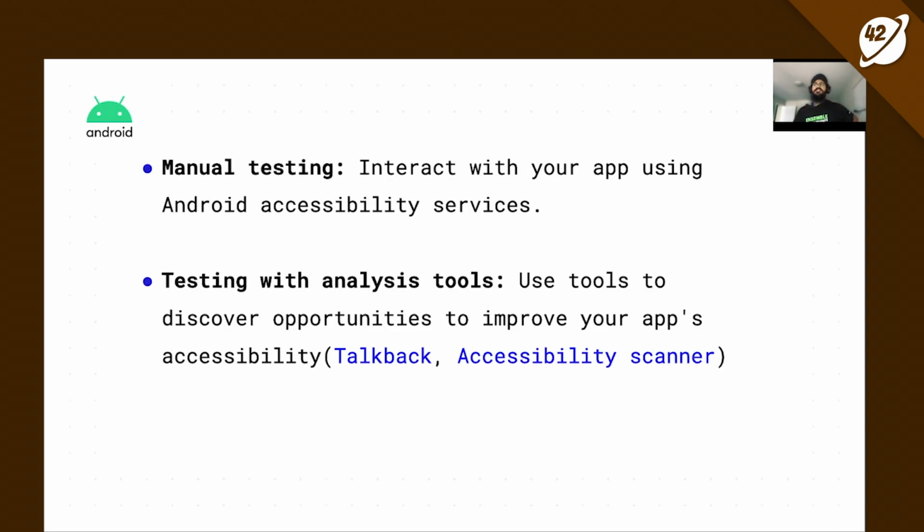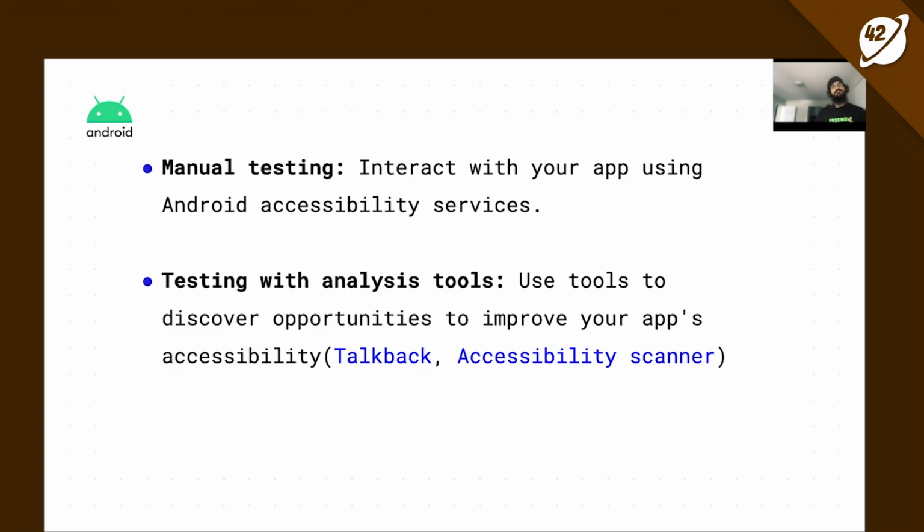Manual testing is interacting with your application using the accessibility services. For example, developers just finish their task and hand it over to the testers. Or if you are a developer and you are going to test all these things, then you might just turn on TalkBack and go screen by screen through your application and see if there are any issues, which is a manual testing of your application.